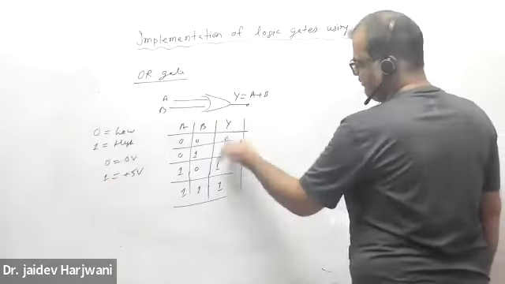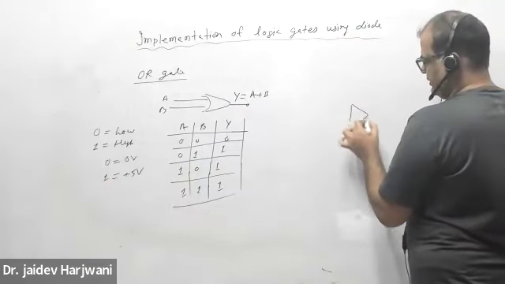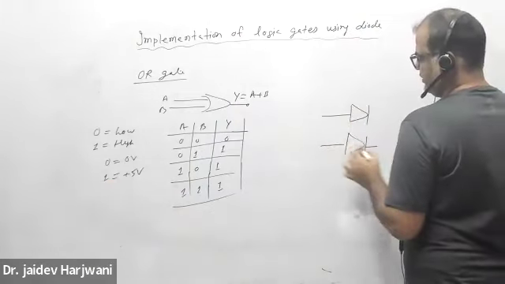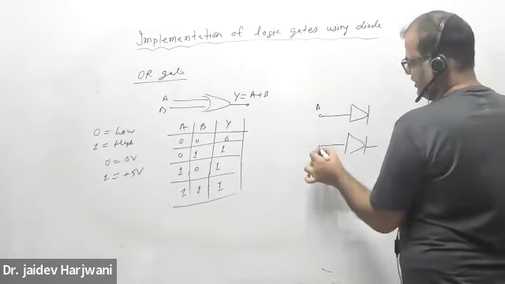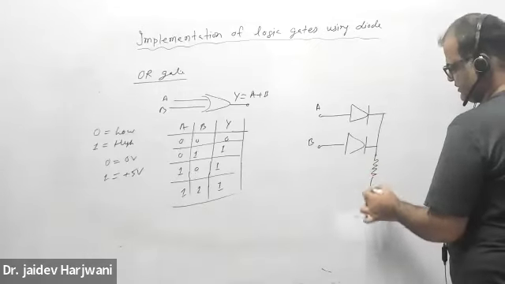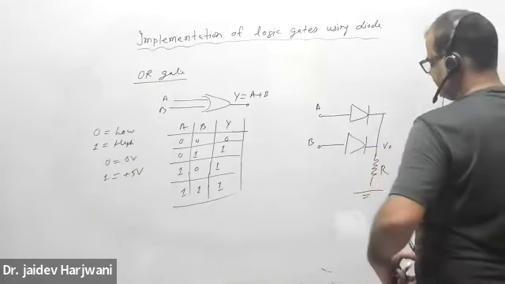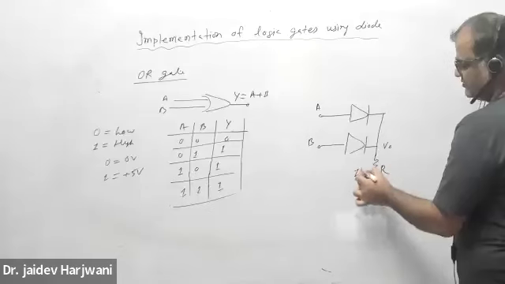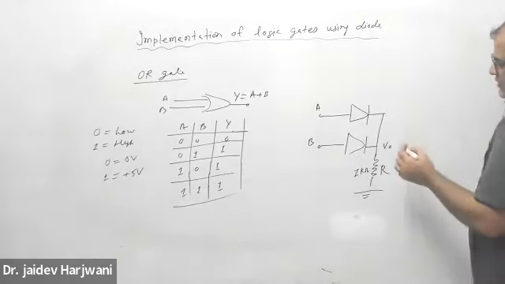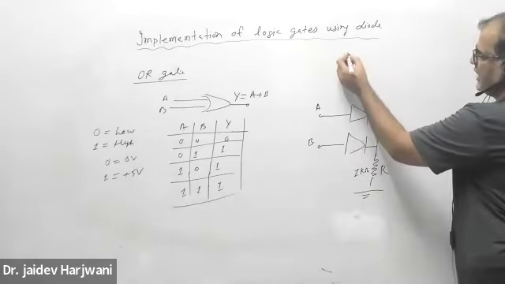Now the same output we can get using diodes. If I say this is my input A, this is input B, and here I put a resistance R, and I measure the voltage here. Say this is 1 kilo ohm. Now assume the diode is ideal. They may or may not be ideal, but assume it is an ideal diode.